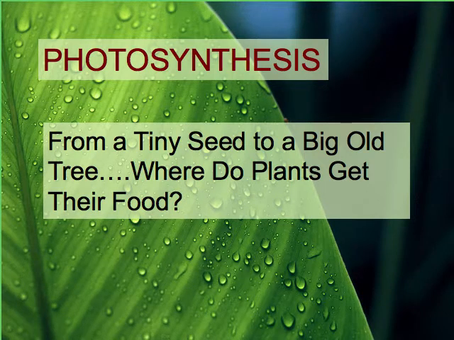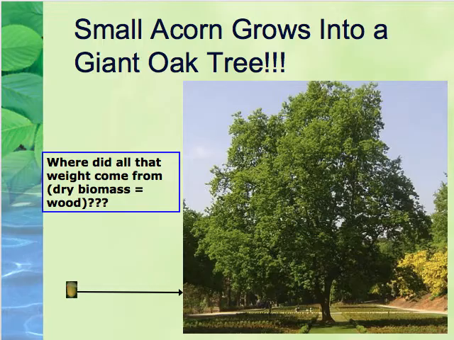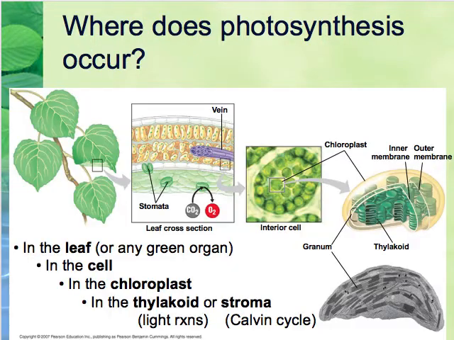Hello class, this is our lecture on photosynthesis, and to help us understand photosynthesis, we're going to use a tree as a case study. So as many of you might know, a small acorn fruit grows into a giant oak tree. But the question is, where did all this weight come from? How can we go from this tiny little acorn to this huge tree with literally tons of dry biomass, which is to say, woody tissue?